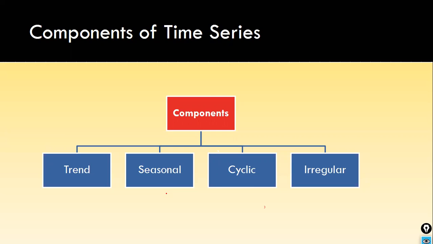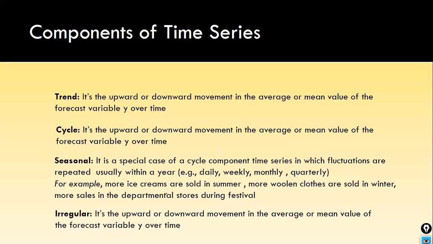These kind of things. In simple terms, the trend is nothing but the upward or downward movement in the average or mean value. And cycle is also an upward or downward movement in the average or mean value. The seasonal is a special case of a cycle component, right? So weekly, monthly. The ice creams, right, are sold in summer. The woolen clothes are sold in winter, and irregular, right? So it's the upward or downward movement in the average or mean value of the forecast variable over time. Right? If you see these three things, they are somewhat the same.